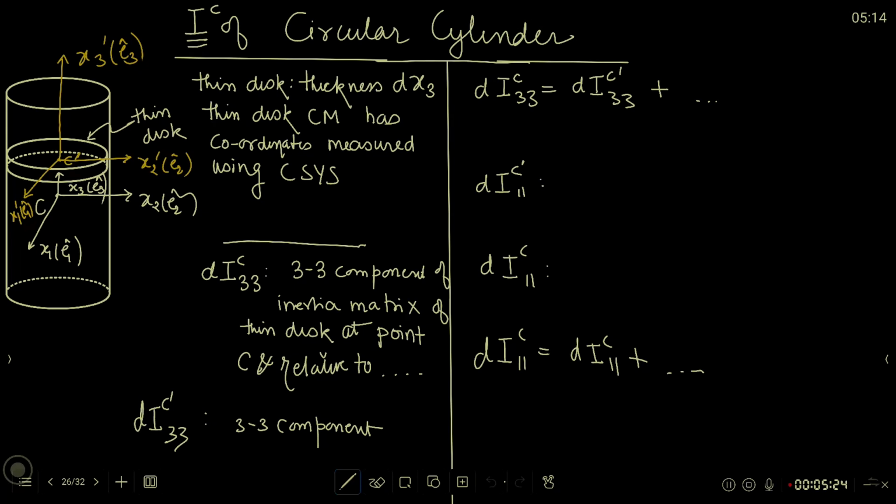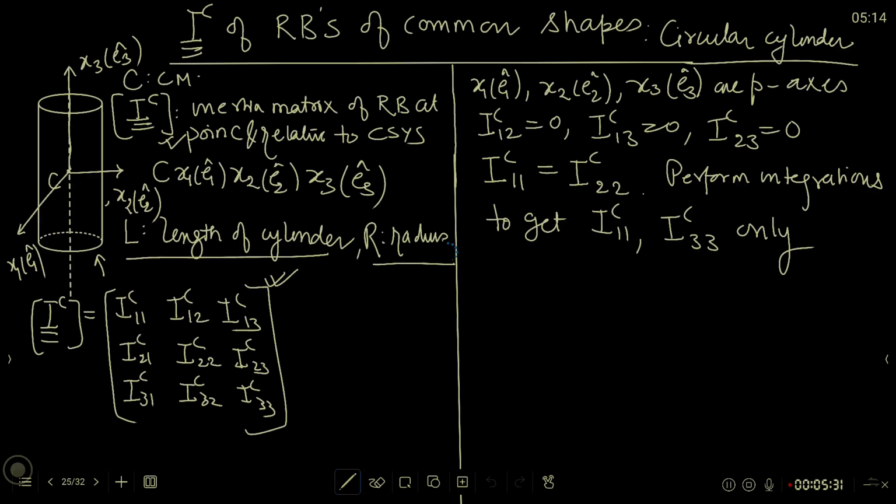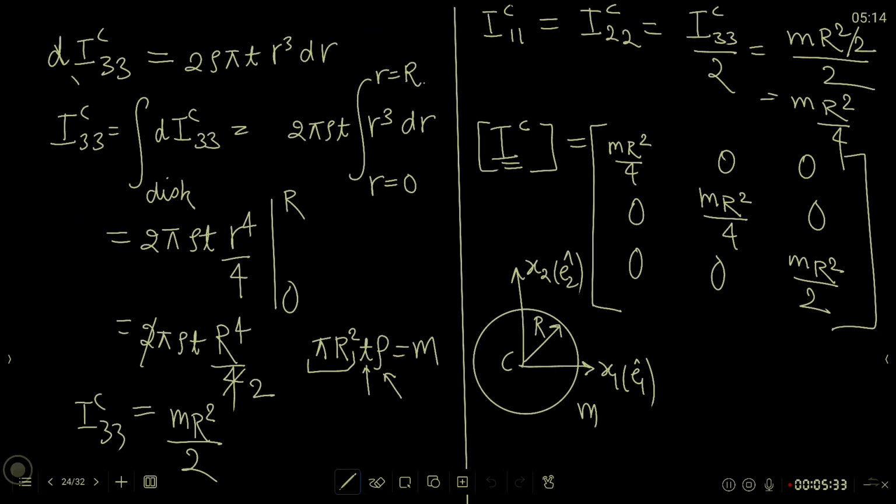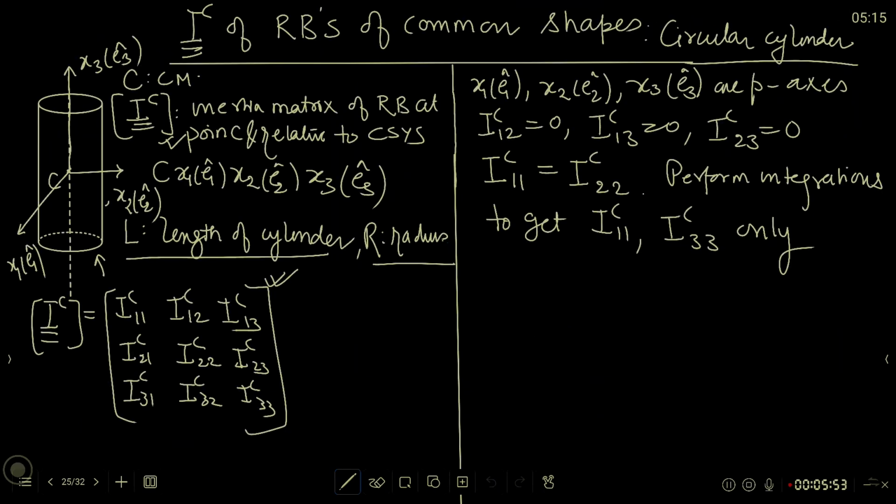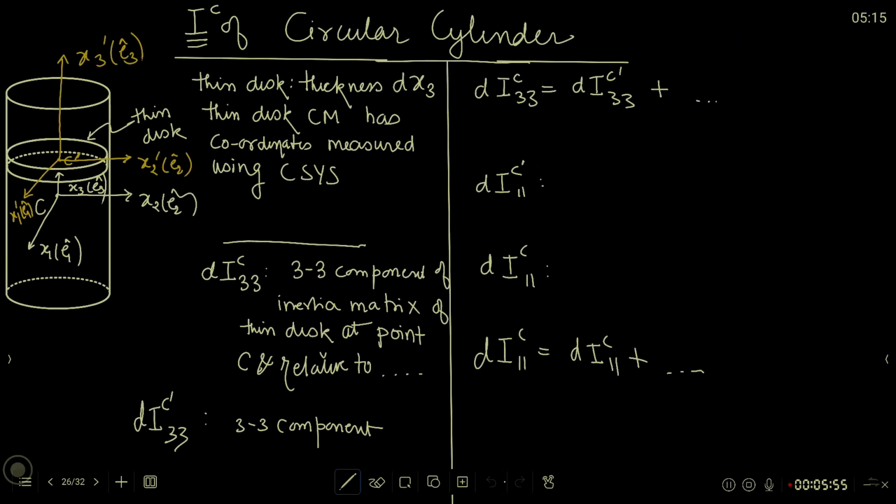How are we going to get IC11? We are going to use the result that I am showing on the screen right now. This is the inertia matrix of a thin disk at its center of mass. I found it, right? I'm going to use this result to find the inertia matrix of the cylinder. How do I do that?